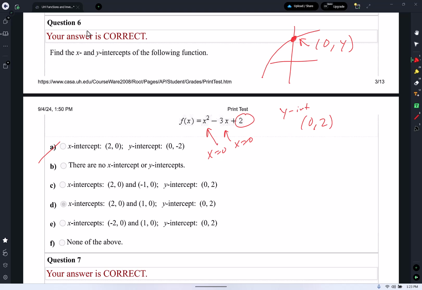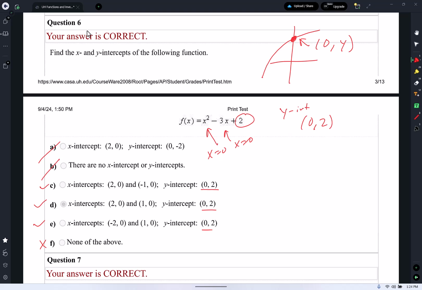So let's see. Letter A, out. Letter B, out. Letter C, maybe. Letter D maybe, and letter E maybe. So all three of those are maybes. And then the F, usually it's never none of the above. So 33% chance or 25% chance, depending on how you see it.